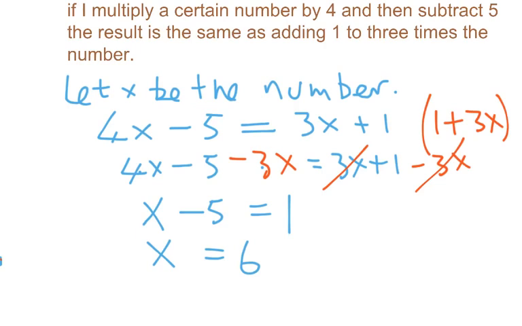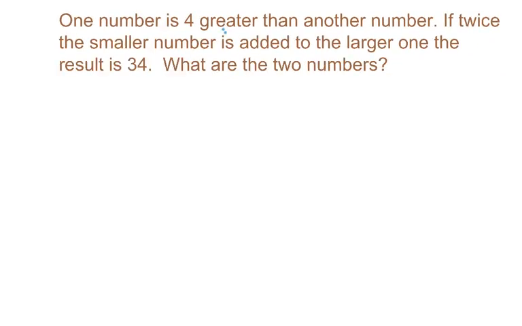And that's the solution. If I substitute that back into here, I'm going to get 4 6s are 24, minus 5 is 19, 3 6s are 18, plus 1 is 19. So it solves. You solved that particular equation. I hope that helps. Okay, the last one.